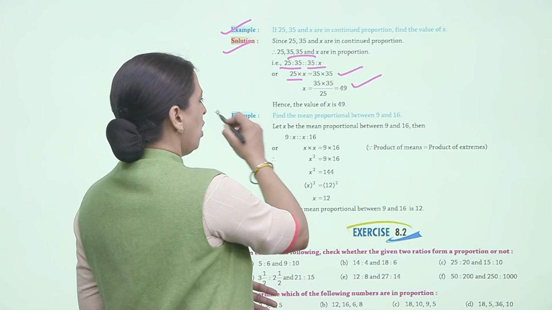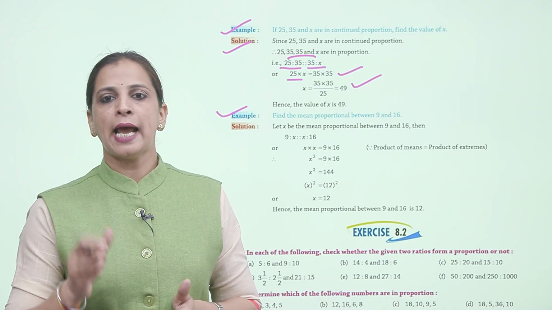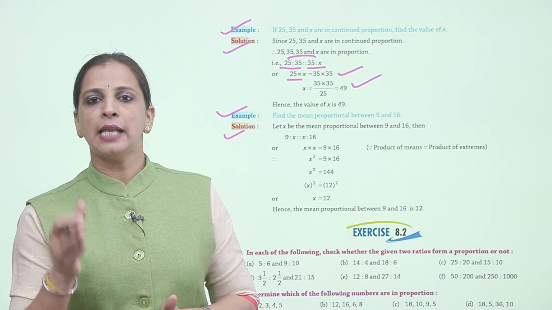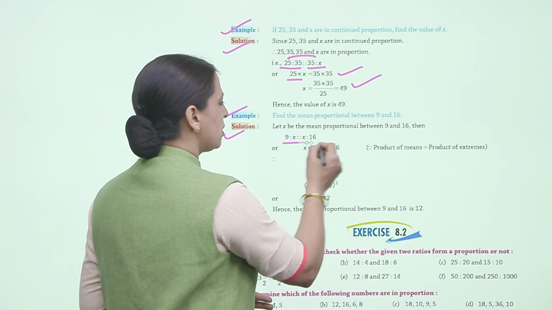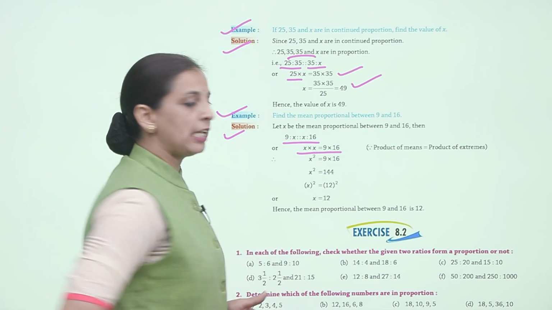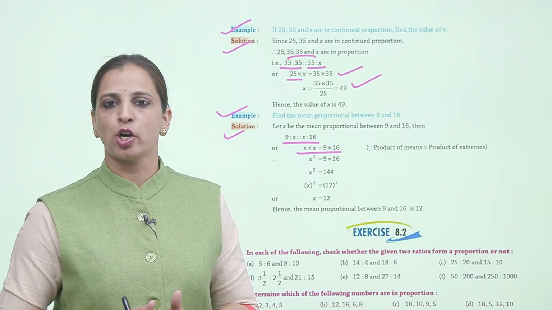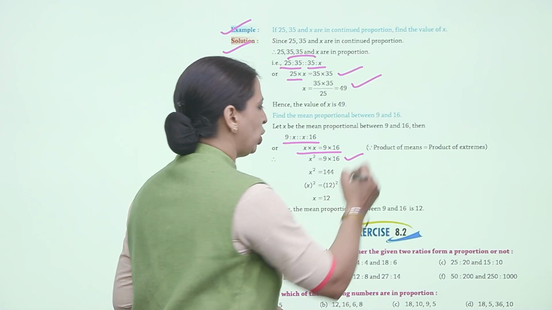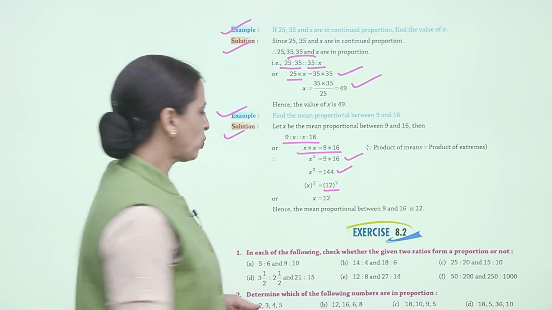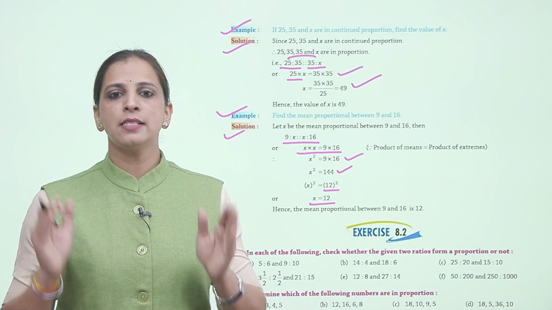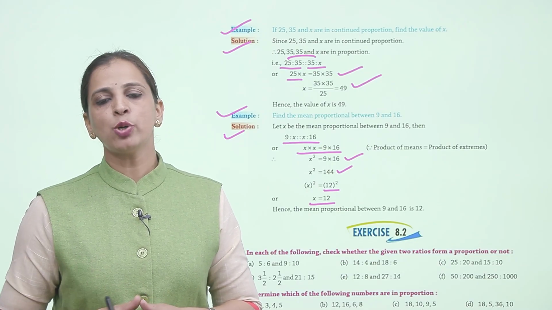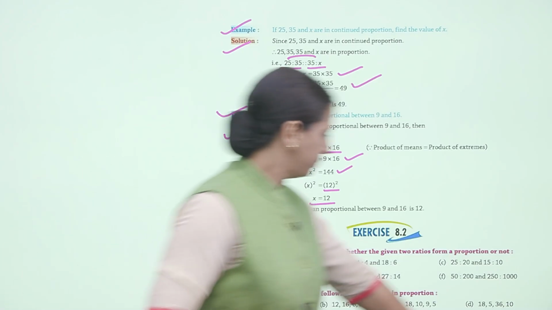Now next example. Find the mean proportional between 9 and 16. Solution करते हैं. Let x be the mean proportional between 9 and 16. Then 9 is to x proportionate to x is to 16. Or x into x is equals to 9 into 16. Product of means is equals to product of extremes. So x square is equals to 9 into 16, that is equals to 144 and 144 is the square of 12. So square से square cancel, x की वैल्यू आ गई हमारी 12. Hence the mean proportional between 9 and 16 is 12. तो बच्चों सेम मेथड को यूज करते हुए एक्सरसाइज आप खुद ट्राई करेंगे.